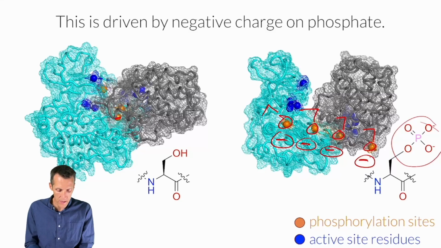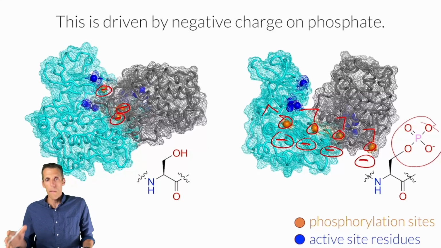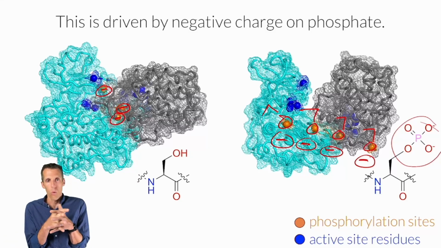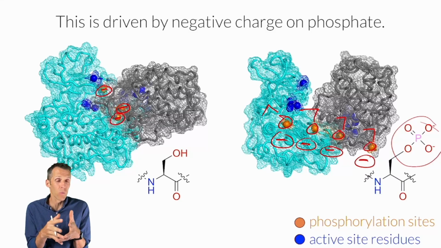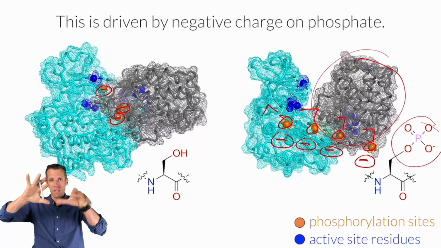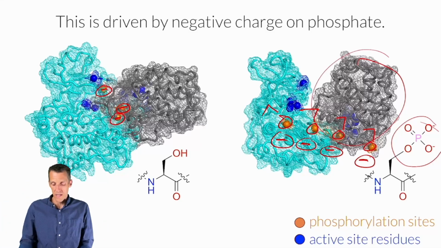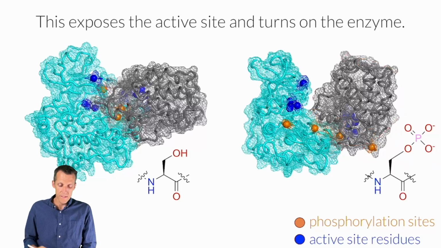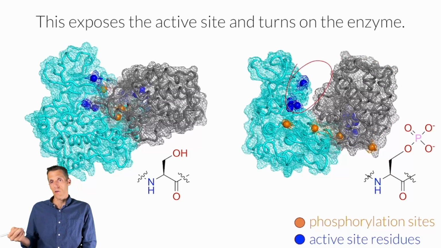But imagine we put negative charges down here in the inactive form, buried away from water. What happens when you put a negative charge away from water? Well, it really would rather interact with the water than be in a negative state. And the way that this system deals with that is, okay, negative charge, well, why don't we just rotate the gray subunit, expose these to solvent, and expose these to water, and then expose the active site. So the negative charge on the phosphate drives this conformational change. What this then does is it exposes this active site and turns on the enzyme.